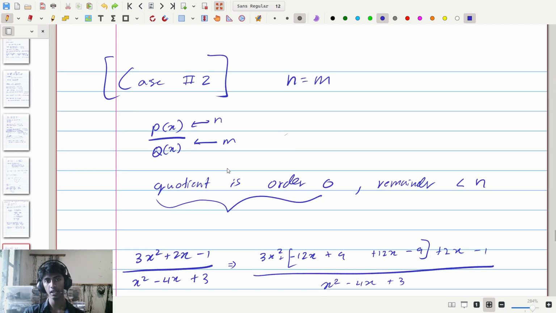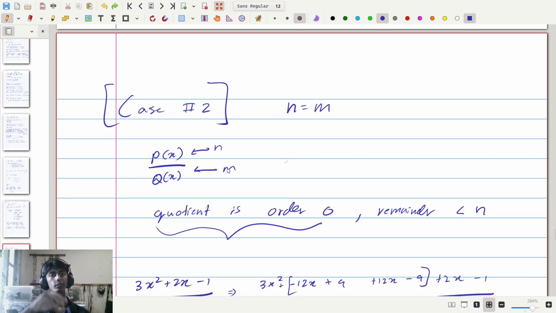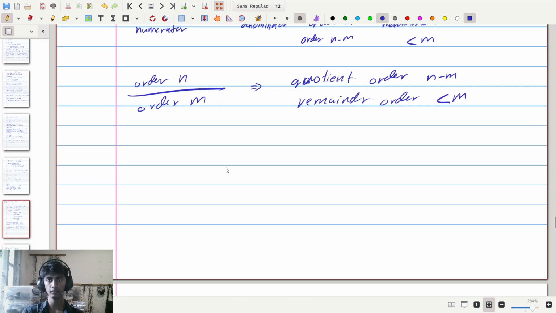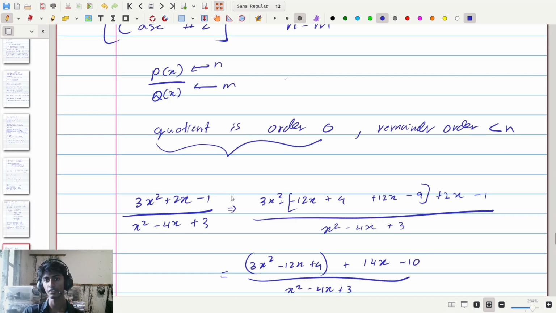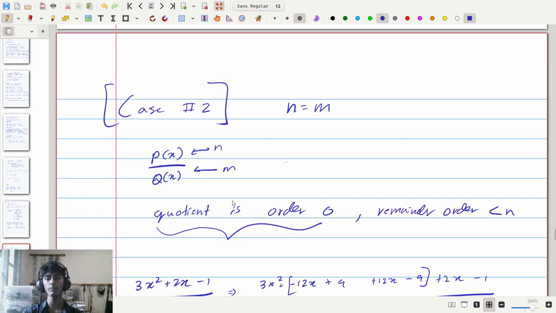In the other case where n was equal to m, meaning the numerator and denominator were of the same order, we had a quotient which was of order 0, meaning it's a constant, and some remainder which was of order less than n. I should actually, instead of just writing remainder less than n, write remainder whose order is less than n. In fact, I'll erase the whole thing and write it nicely. Remainder whose order is less than n. Yes, alright, so that's consistent with the above. The remainder's order was less than n in the case where n was equal to m.